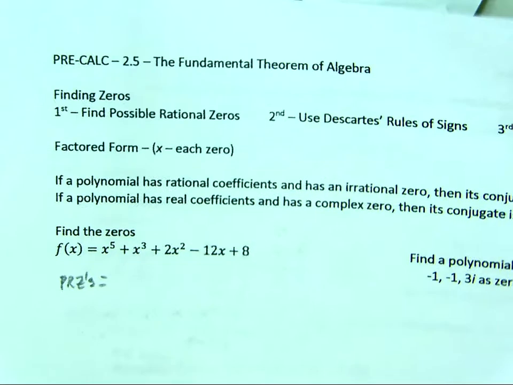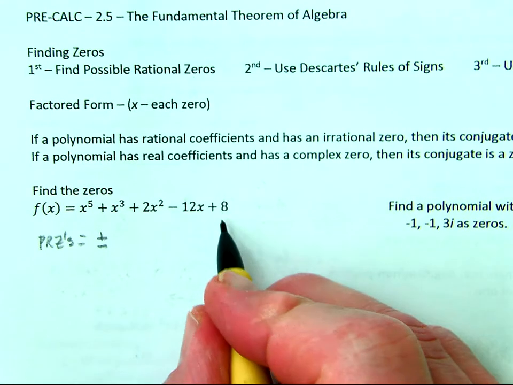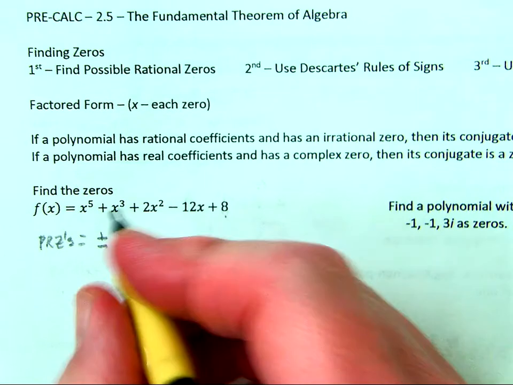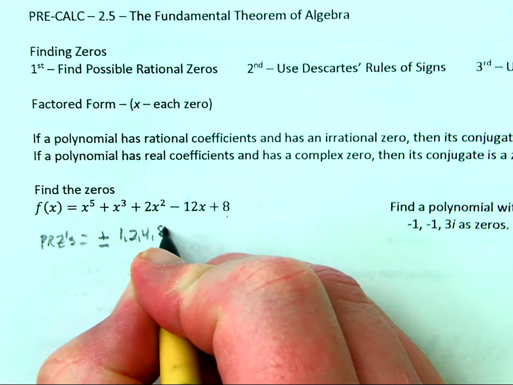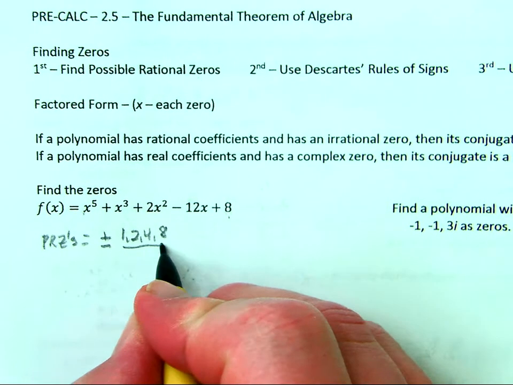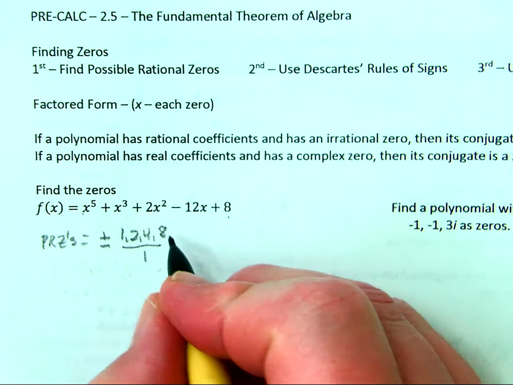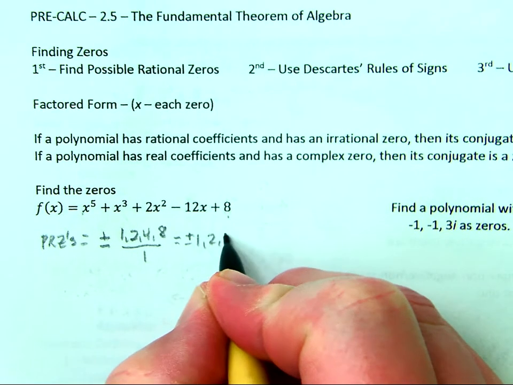Remember, for that, we're going to take plus or minus all the factors of the constant. Well, here our constant is 8, so that'd be 1, 2, 4, and 8, divided by all the factors of our leading coefficient, that is 1. So here, you don't have to do much work. It's just those 4, plus or minus 1, 2, 4, and 8.